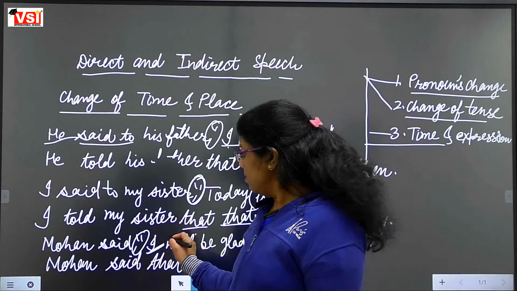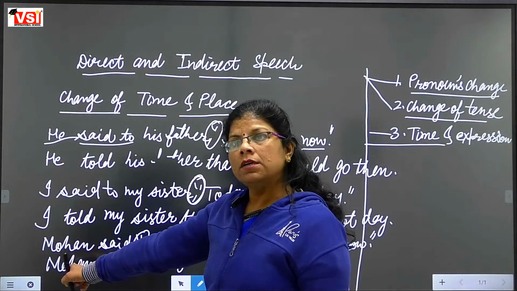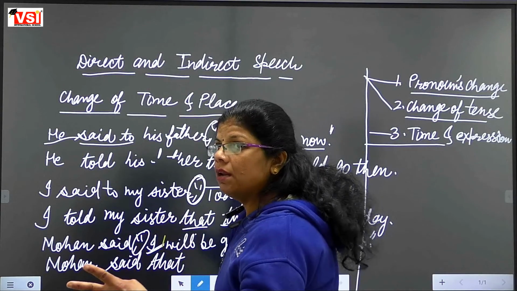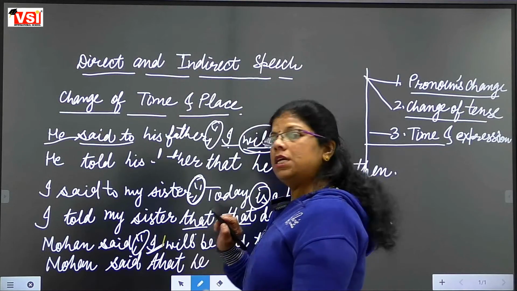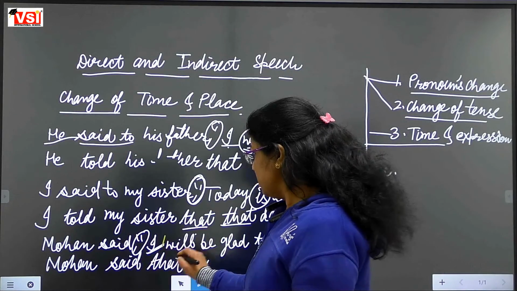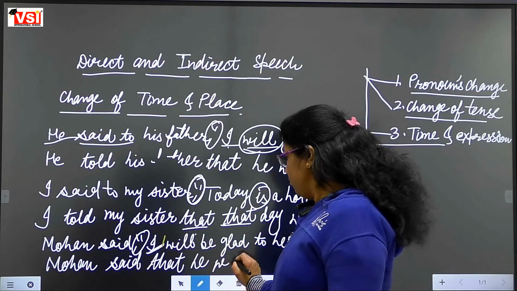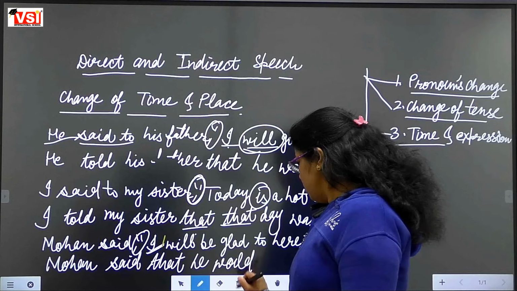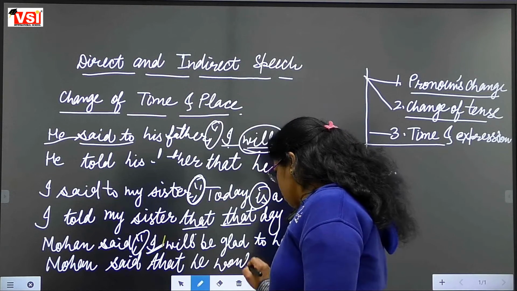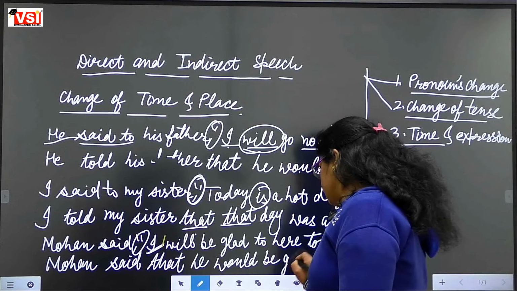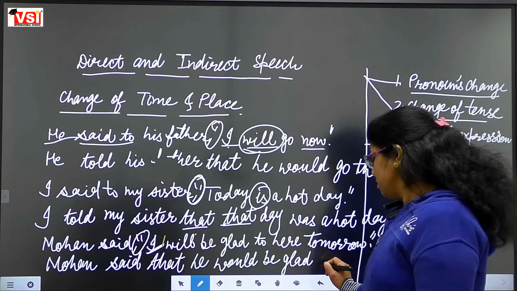Mohan said that, and this "I" is a first person pronoun. First person pronoun will be changed according to Mohan. And Mohan is male or female? Male. So we will use "he". Mohan said that he. "Will" will be changed according to "would". He would. Just a minute.